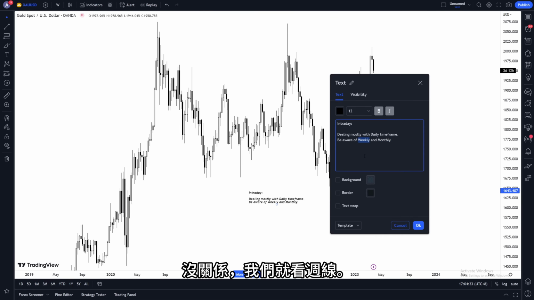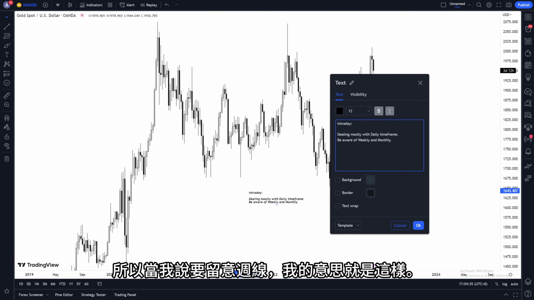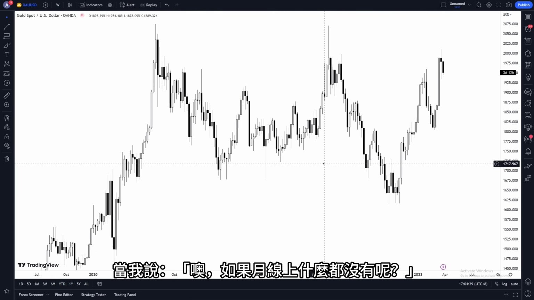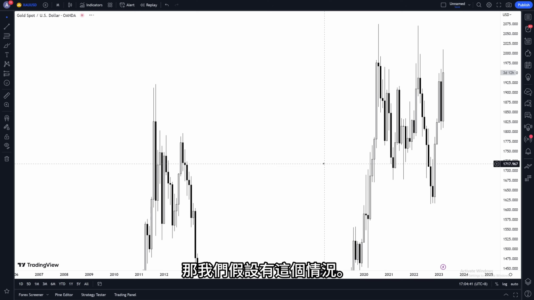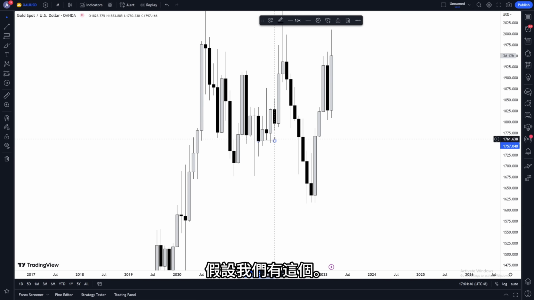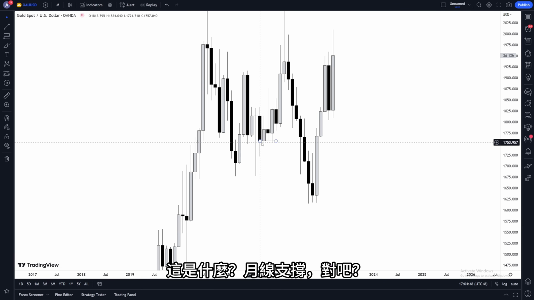We'll go to the weekly. So when I say be aware of the weekly, this is what I mean. And when I say, what if there's nothing on the monthly? So let's assume we have this. Let's just pick one, random. Let's just assume we have this. This is what? Monthly support, correct?